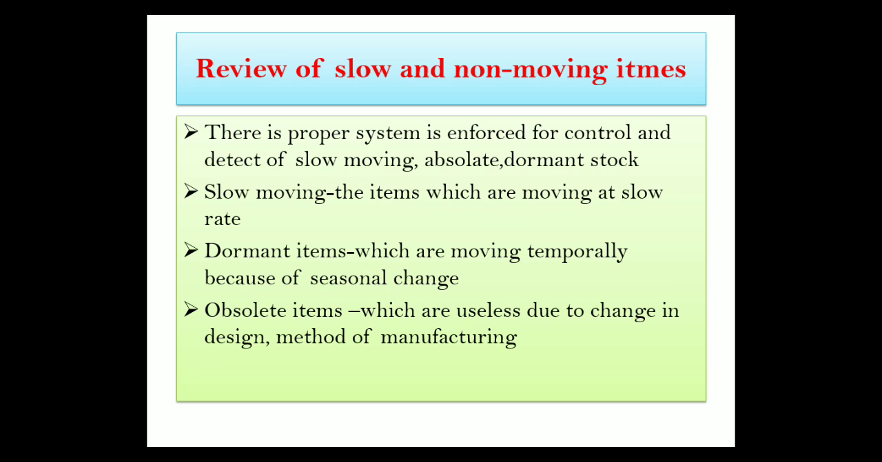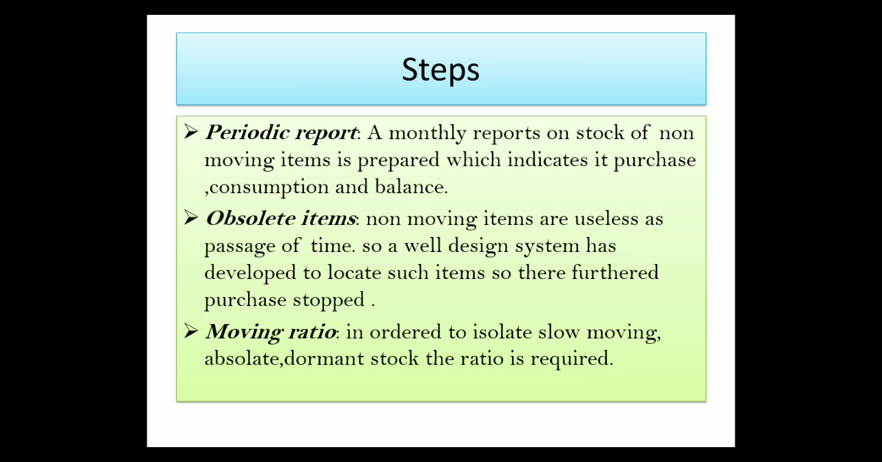In order to detect the slow moving items or non-moving items, various steps are required, that are periodic report, obsolete items, and moving ratio. In the periodic report, a monthly report on the stock of non-moving items is prepared, which indicates its purchase, consumption, and balance in hand. These reports are given to the management.